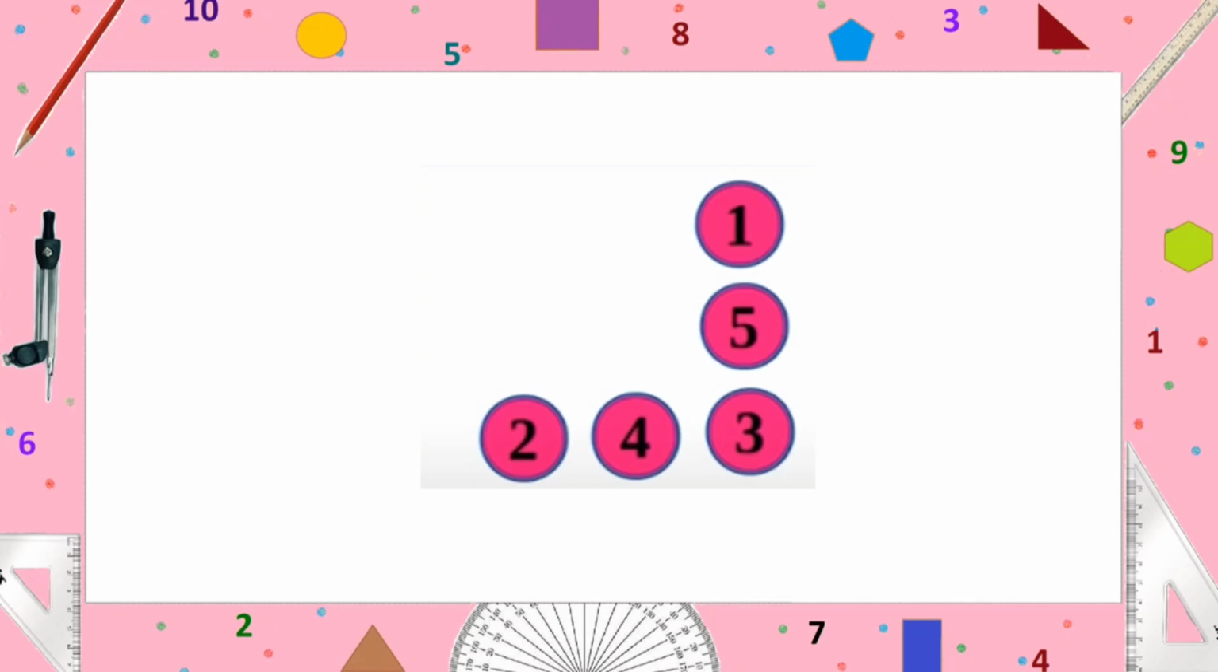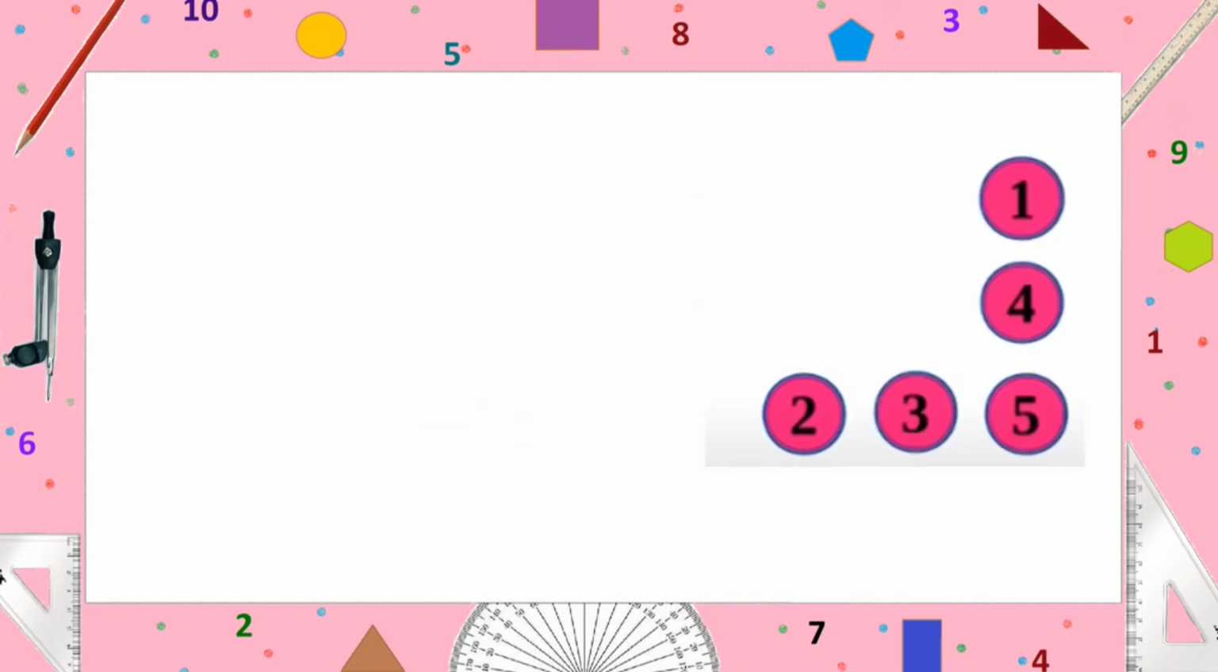Can you say how these students filled these circles? I will ask you a question. What is the sum of numbers from 1 to 5? The sum of numbers from 1 to 5? 1 plus 2 plus 3 plus 4 plus 5 is equal to 15.